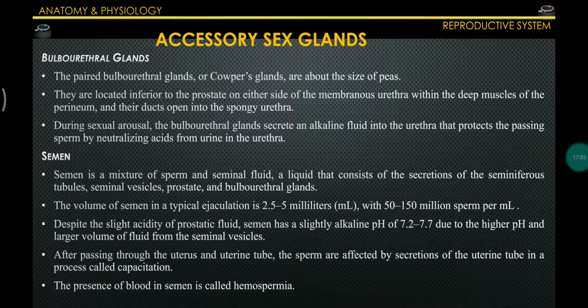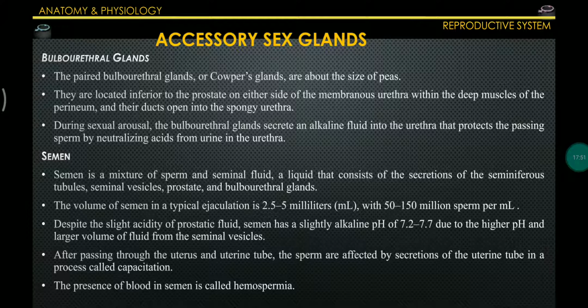And semen is a mixture of sperm and seminal fluid with prostatic fluid and bulbourethral fluid. The volume of semen in a typical ejaculation is 2.5 to 5 milliliters, with 50 to 150 million sperm cells per ml. It's a normal value. Despite the slight acidity of prostatic fluid, semen has a slightly alkaline pH, because of the larger volume of fluid from the seminal vesicles.